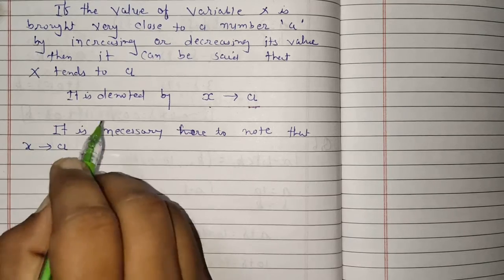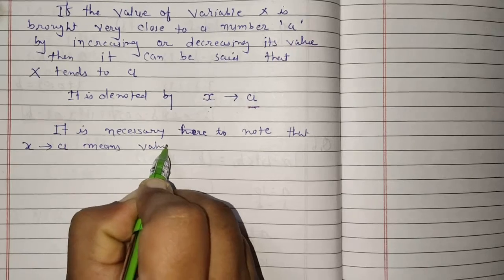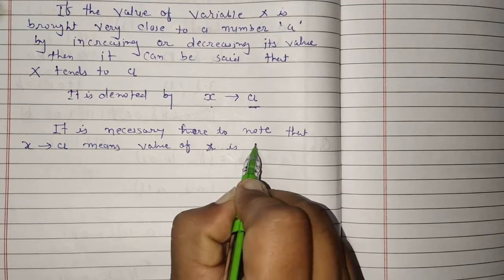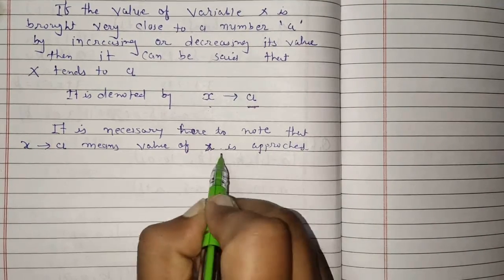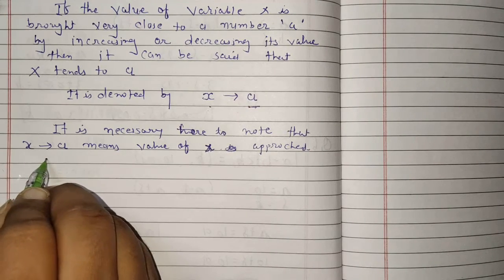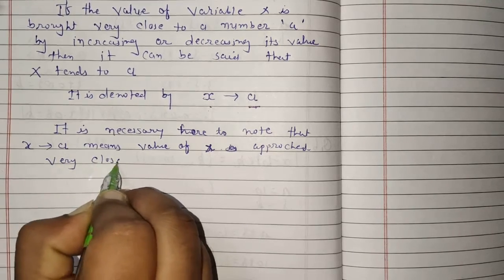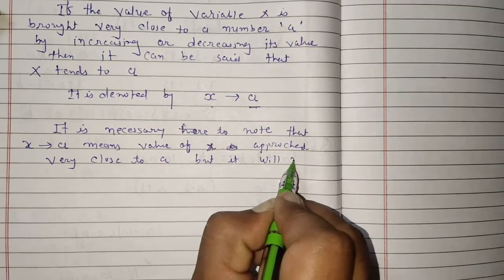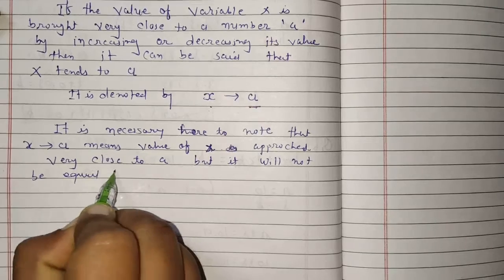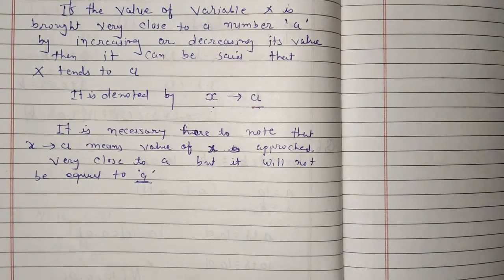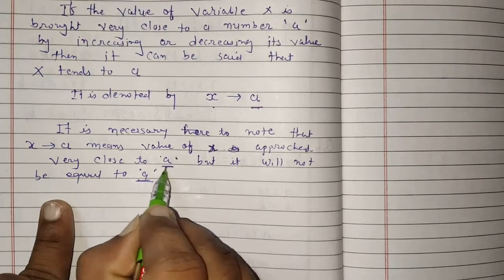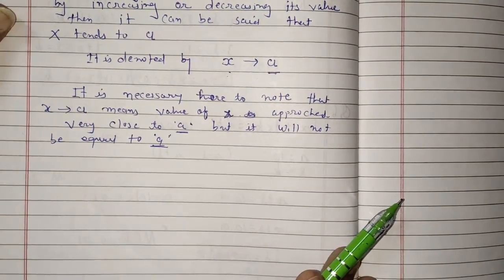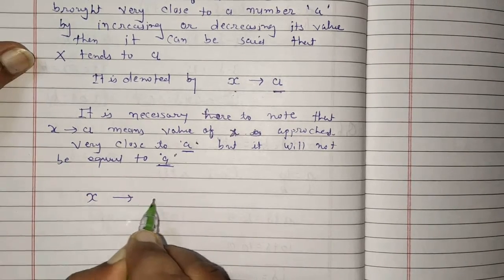It is necessary here to note that x tends to a means the value of x approaches very close to a, very close to a but not exactly a. It will not be equal to a, that means it is not exactly a but it is very close and very near to a. Here a is equal to some particular value, we will discuss now. Understand, suppose we want to find x tends to 1.